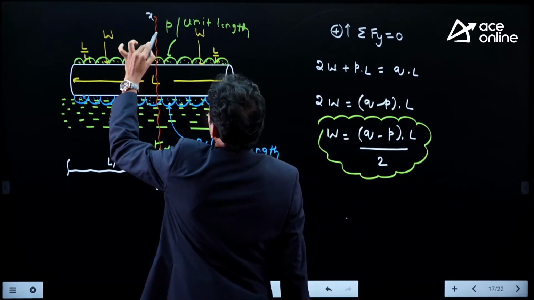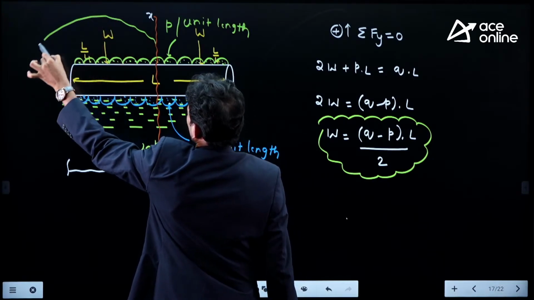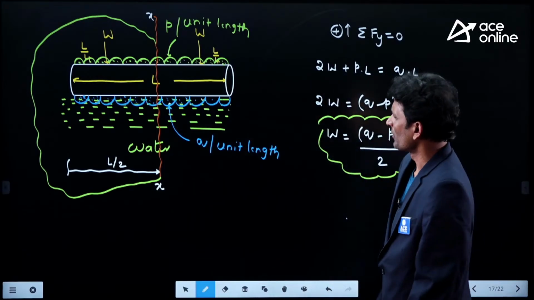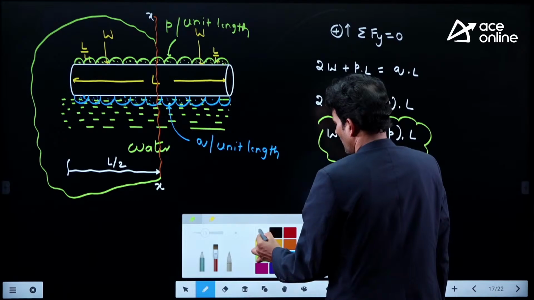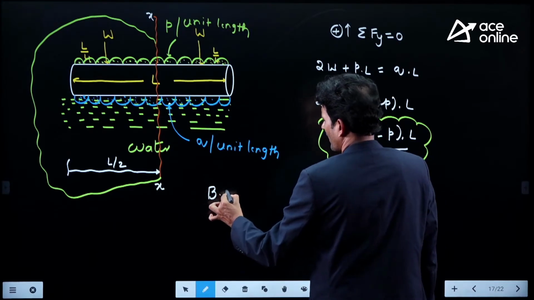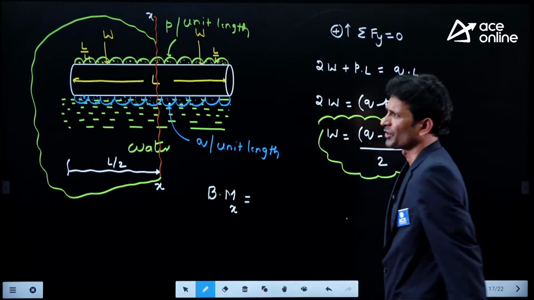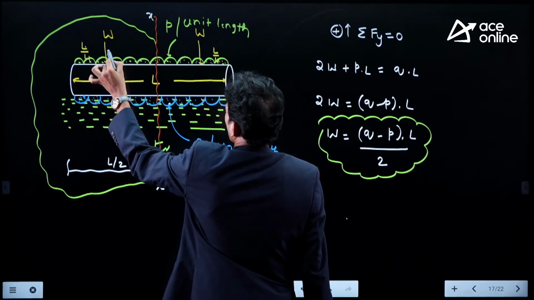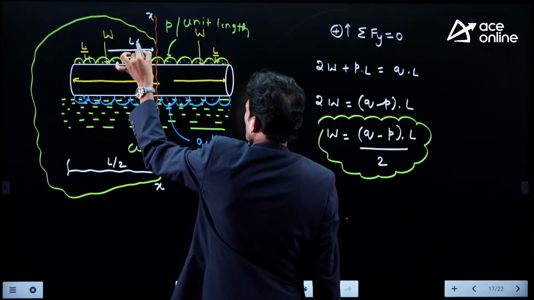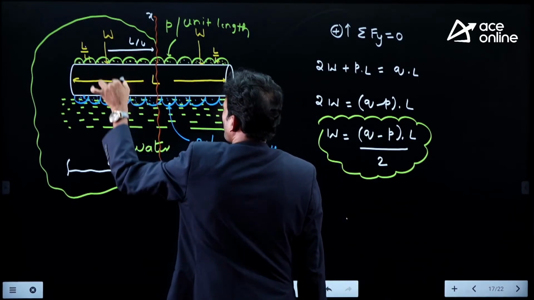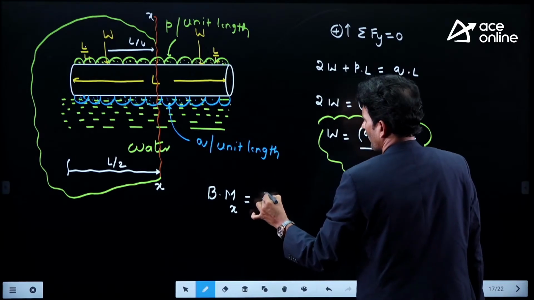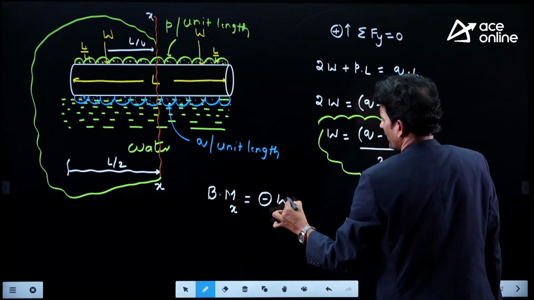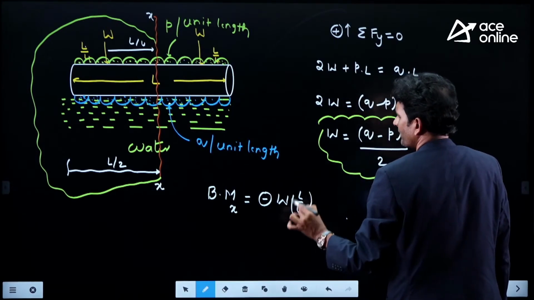Now, let us take the section at the midpoint and consider the left hand side forces to write down the bending equation at the section. Try to write down the bending equation by considering the left hand side forces of the section. Bending moment at the section: first, take this one. It is L by 4, also L by 4, being the center point. It acts in the downward direction, so first I take its effect, minus W at a distance of L by 4.